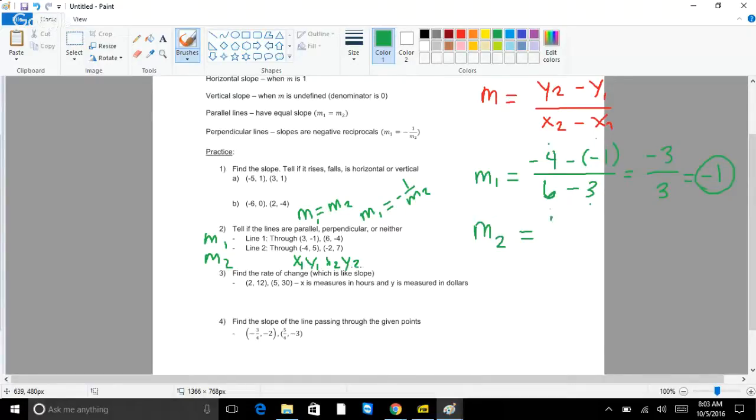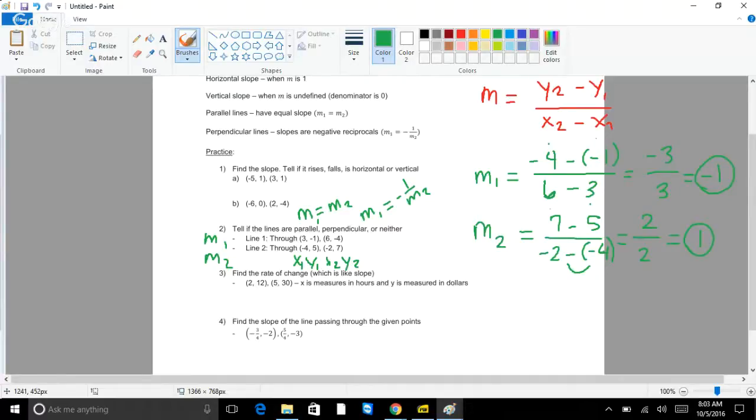So y2 is -7 minus 5 over -2 minus a -4. -7 minus 5 is -12, and 2 minus a -4 is going to give me +6, right? Because this negative minus basically means add 4, and I get -2. Okay, so I have the slope of the two lines. Now I have to figure out what that means. So first off, the slope of line 1 is -1 and the slope of line 2 is 1.